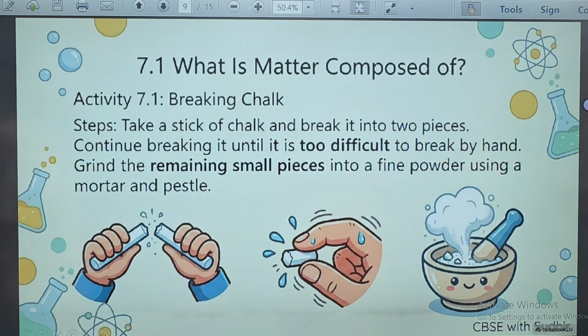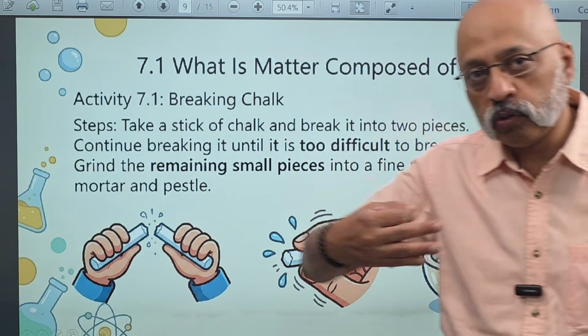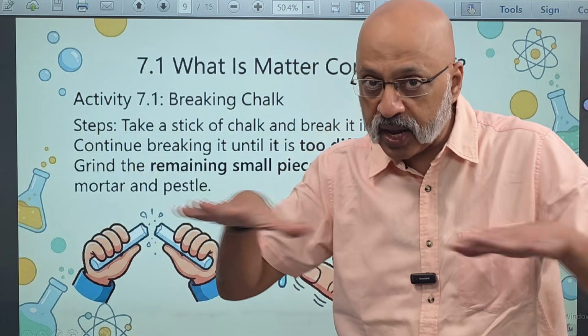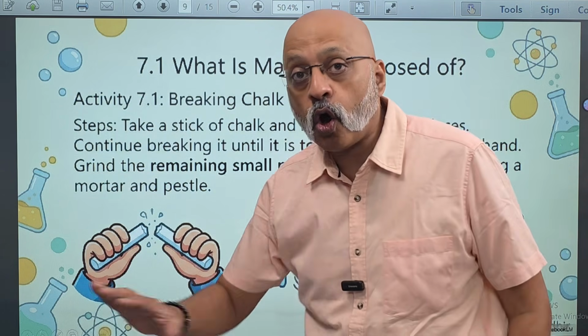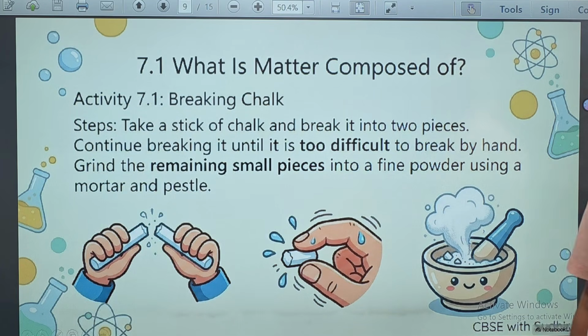What is matter composed of? Let's look at the first activity in your book. Please keep your book open in front of you so that you know the order in which I'm going. I'm going completely in order of your textbook, so don't worry about that. Nothing is being left out. I'm including even all the activities. So activity 7.1, breaking of chalk.